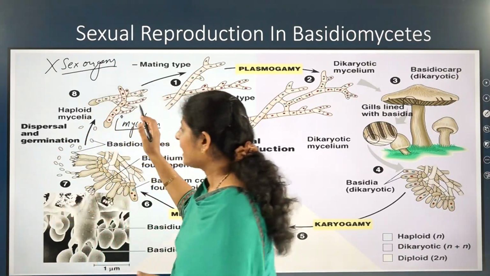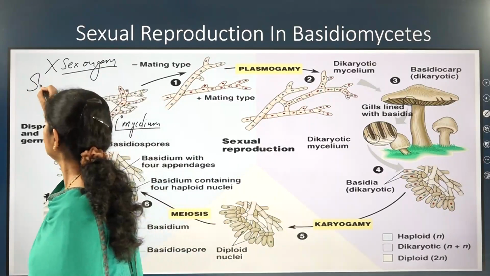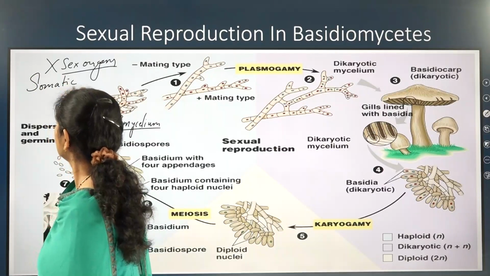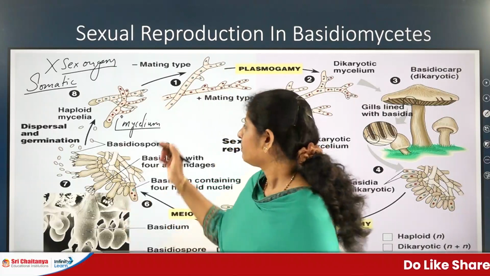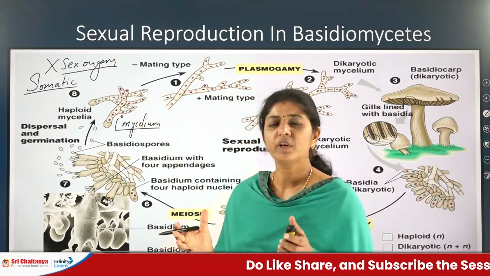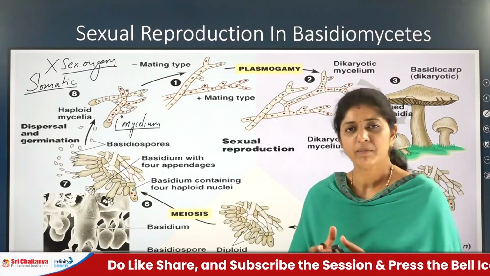Right? So, that type of fusion you call somatic fusion. Right? Or you can say vegetative cells are going to fuse here. Means their hyphal cells will be fused with the compatible hyphae of the mycelium.